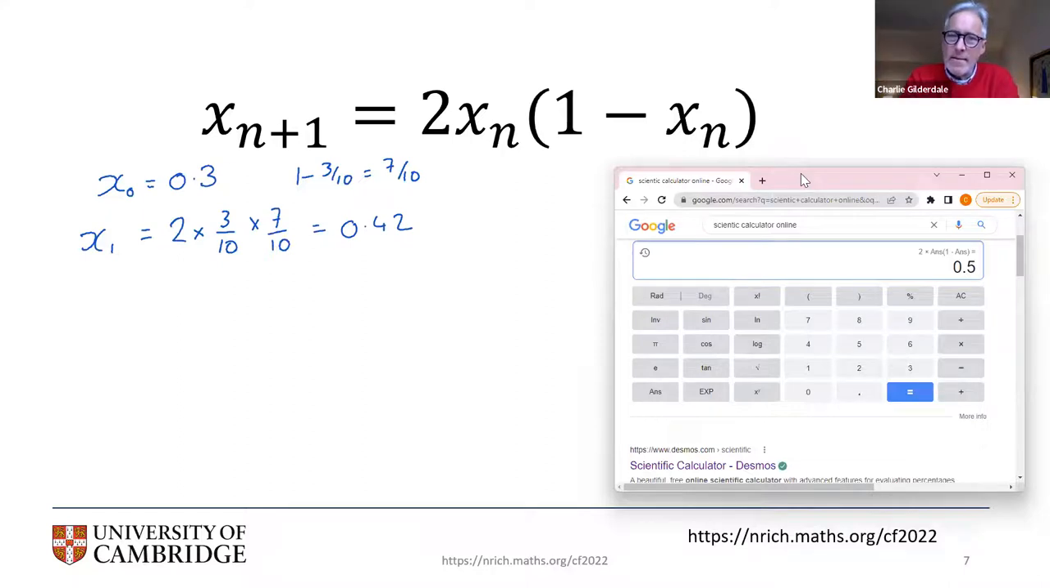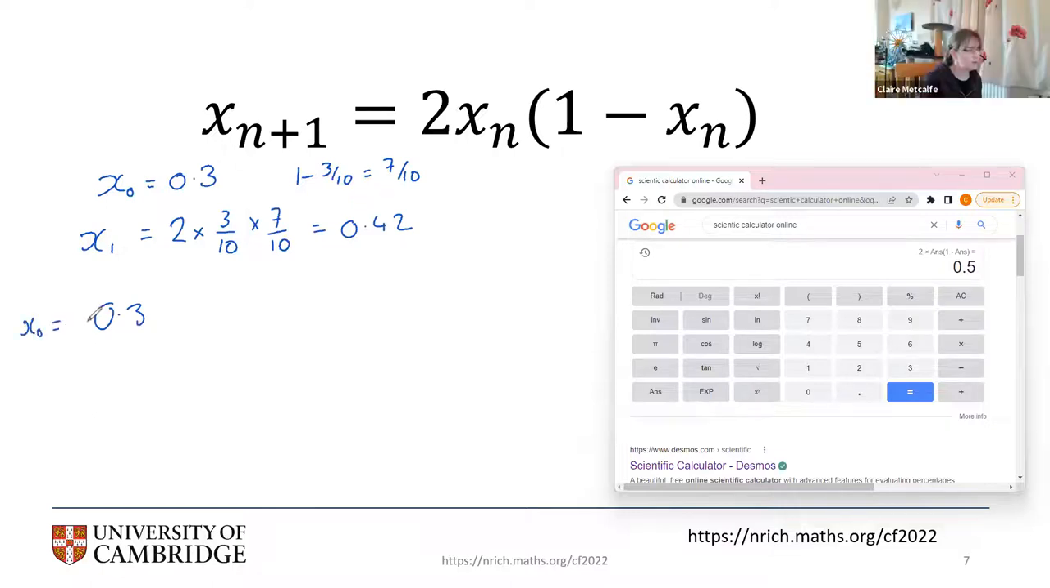Can I just check, Claire? Okay, so in the original example, we started at a half, and we just carried on at a half. Yeah. But what's surprising is that even if we don't start at a half, we end up at a half. Yep. So if we had x naught equals 0.3, we end up at, let's put x infinity for where we end up at, as 0.5.